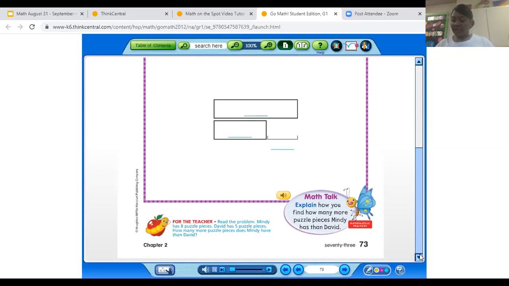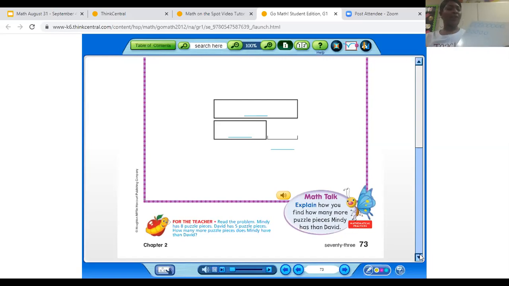So let's see. Mindy has 8 puzzle pieces. Since this is model and draw, I'm going to model and draw it for you. All right, so he has 8: 1, 2, 3, 4, 5, 6, 7, 8. So Mindy has 8 and David has 5. I'm going to draw David's 5 below Mindy's 8: 1, 2, 3, 4, 5.